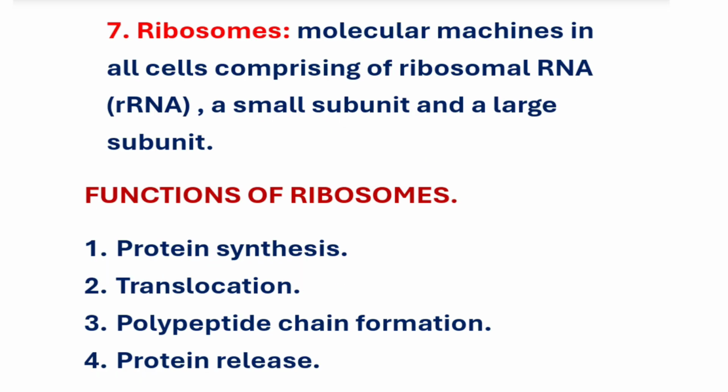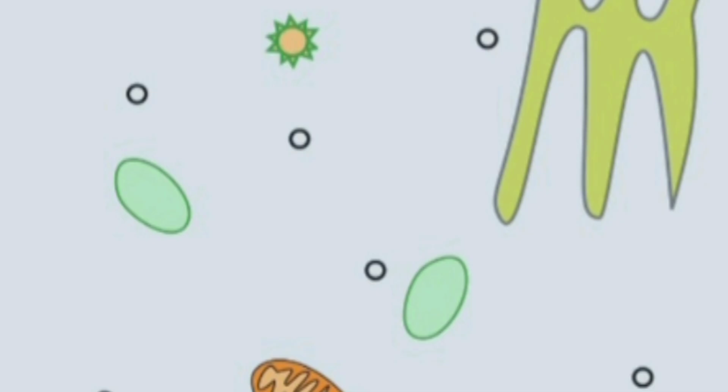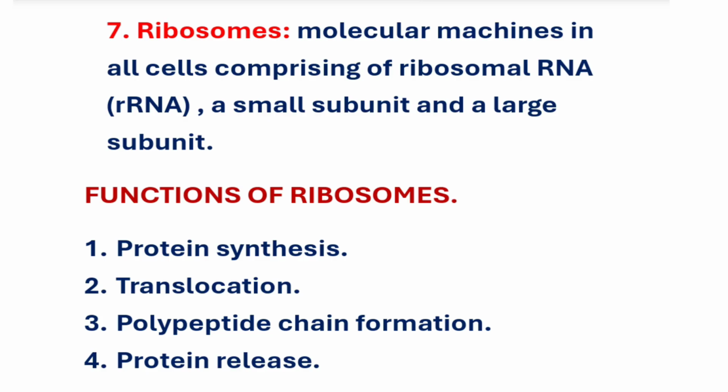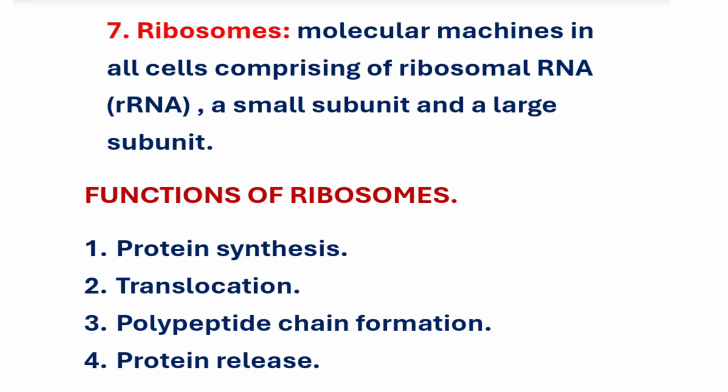Ribosomes. Ribosomes are molecular machines in all cells responsible for protein synthesis by translating genetic information from messenger RNA to amino acids. A ribosome is a small, dense, non-membrane-bound organelle comprising ribosomal RNA and proteins. Each ribosome has two main parts, a small subunit that reads the messenger RNA and a large subunit that links the amino acids together.